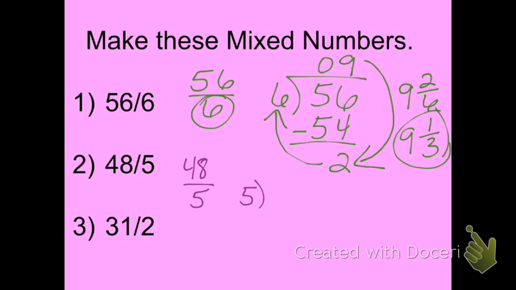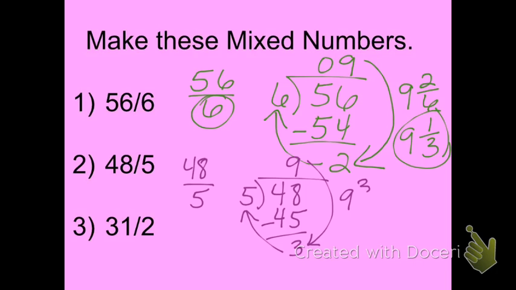Divide 5 into 48. How many times does it go? 9 times. Okay, sorry. How many times does 5 go into 48? 9. 5 times 9 is 45. Subtract, we get a 3. So we have 9 and 3 over 5. 9 and 3/5.